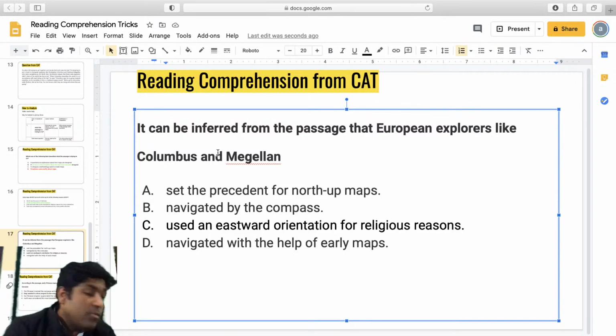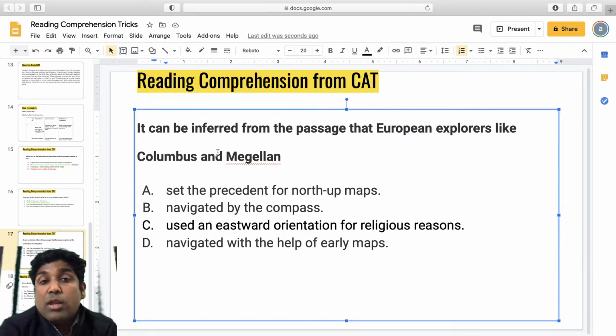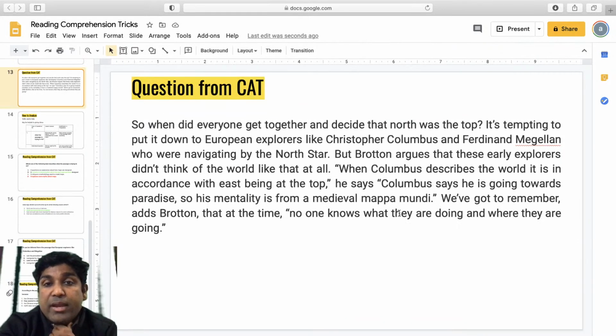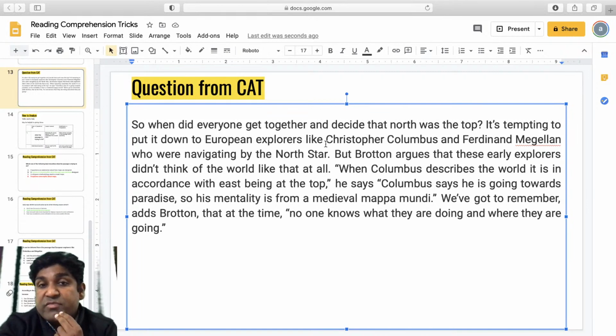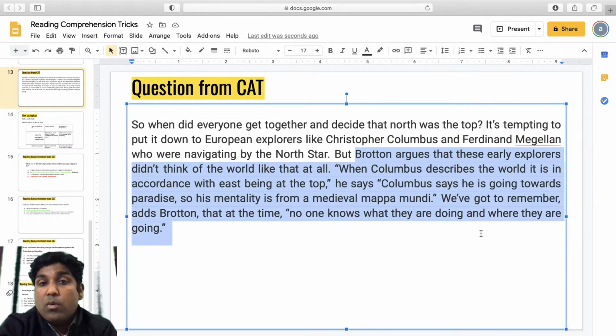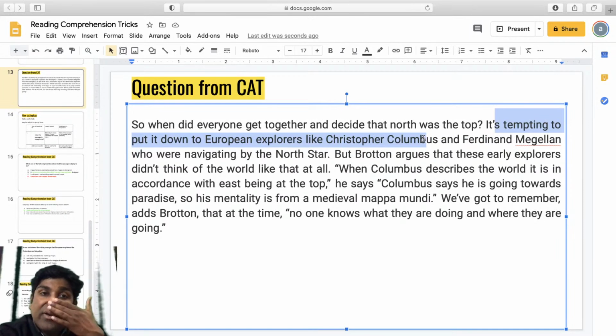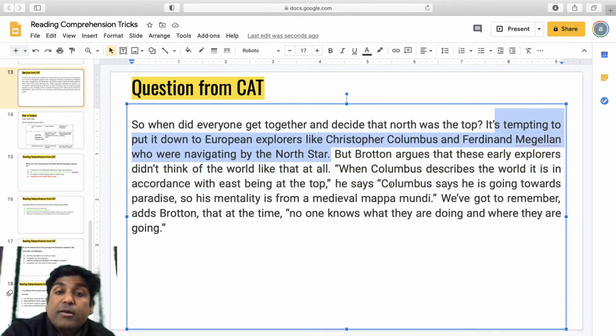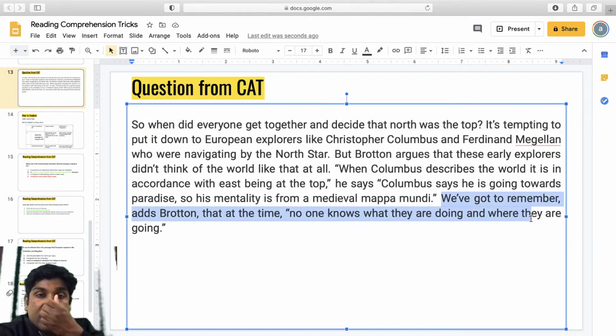It can be inferred from the passage that European explorers like Columbus and Magellan. So what was the information given about Columbus and Magellan? The information we discussed here is that Columbus and Magellan never knew where they were going, right? But Broughton argues that these explorers didn't think of the world like that at all. It is tempting to put it down to European explorers like Christopher Columbus and Ferdinand Magellan, who were navigating by the North Star. Then he says we've got to remember that at the time no one knows what they are doing and where they are going. So yeah, they did not know what they were doing and where they were going.